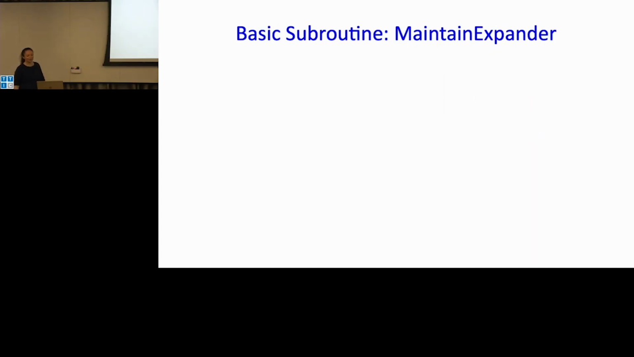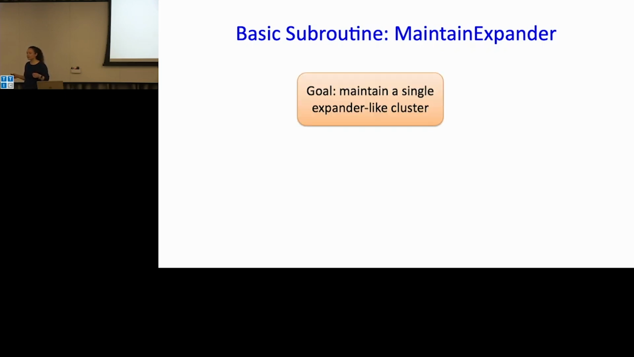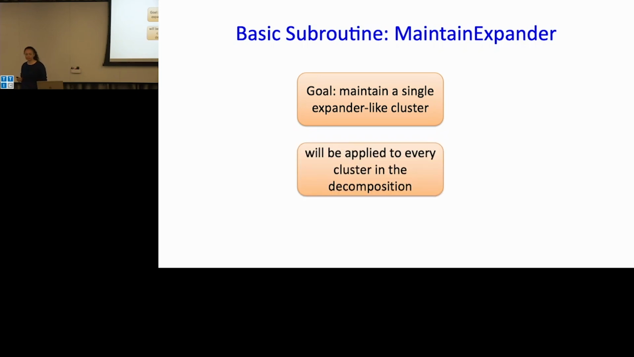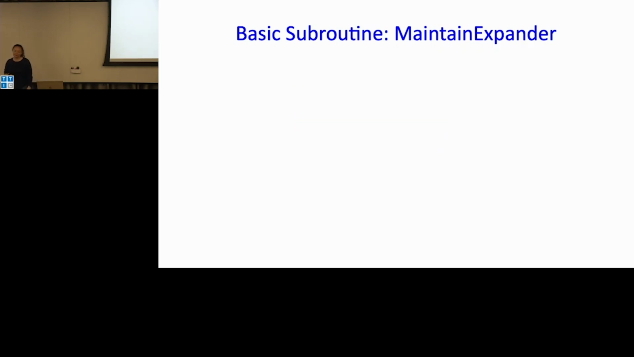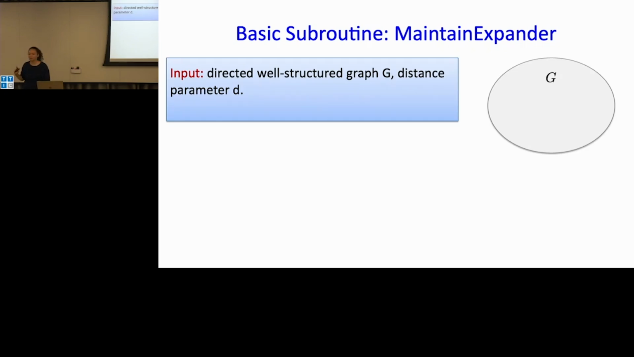So now, what we want to do is maintain an expander decomposition of our graph. We'll define a basic subroutine called maintain expander that is responsible for maintaining a single cluster in this decomposition. And then we'll apply this maintain expander to every single cluster in the decomposition. So what is this maintain expander problem? We start with some well-structured graph, but for us this is going to be just one of the clusters in the decomposition. And this graph undergoes edge deletions.